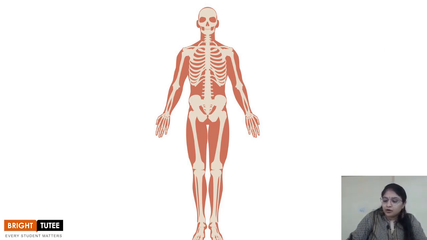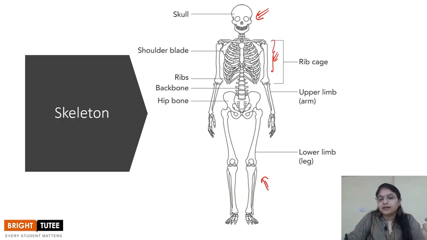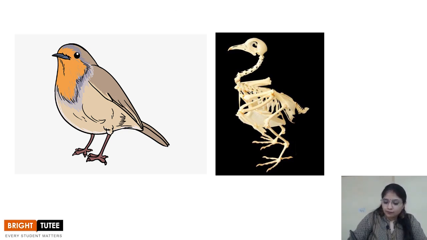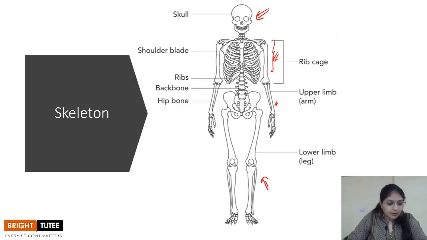When we say framework, understand the shape. For example, if we take the example of birds, the four limbs of the birds are modified as wings. The reason is again the framework that is formed, that is, the type of skeleton they have, right?